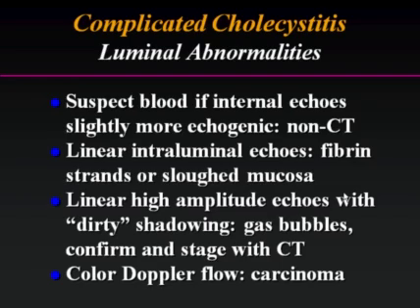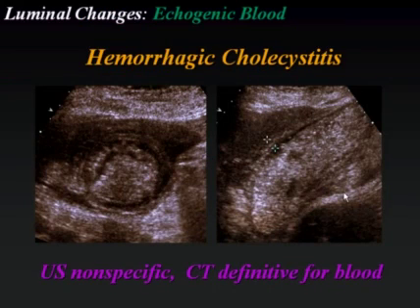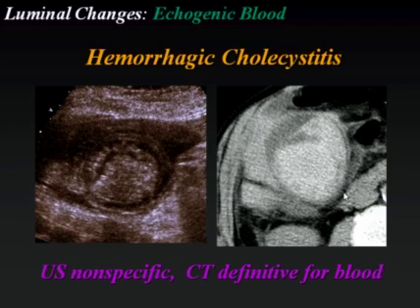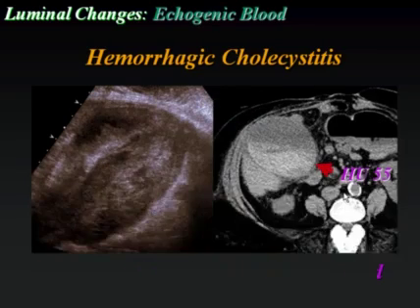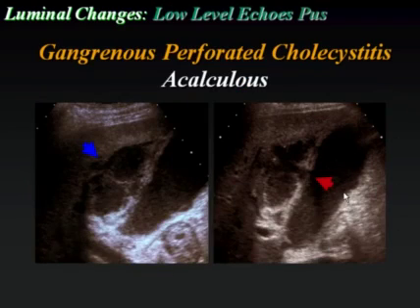Now, we'll also talk about the contribution of color Doppler, and not mistaking sludge for carcinoma. So here's an example where very echogenic material fills the gallbladder lumen, and the next thing to do is obtain a non-contrast CT. If the Hounsfield units are 30 and above, we can make a diagnosis of hemorrhagic cholecystitis. Similarly, in this patient with increased echogenicity within the gallbladder lumen, the non-contrast CT confirms hemorrhagic cholecystitis.